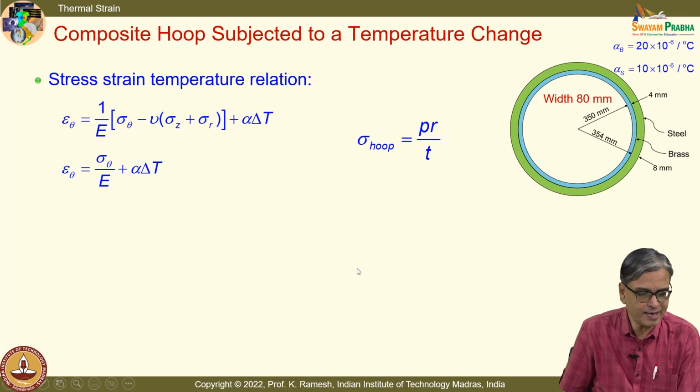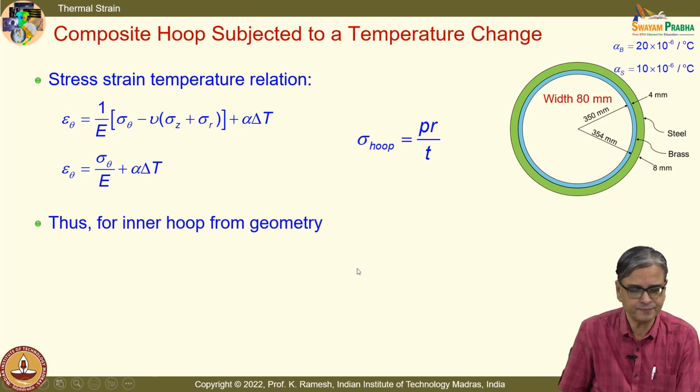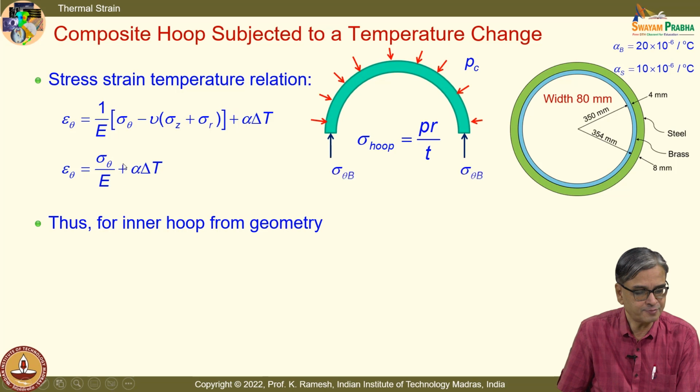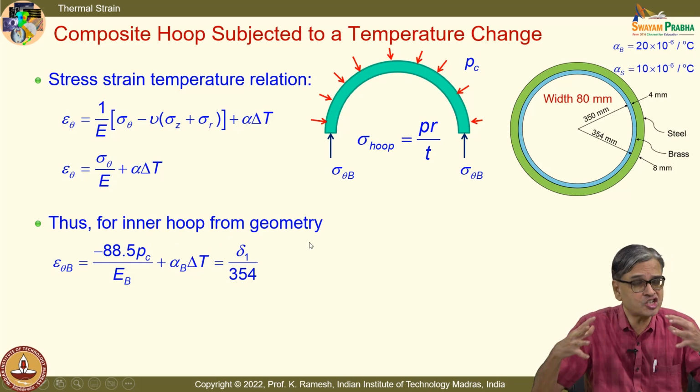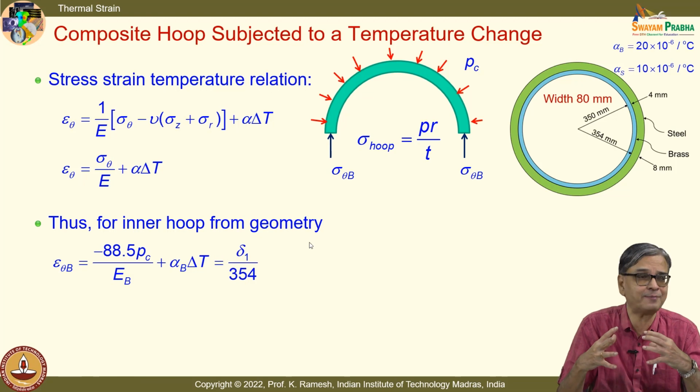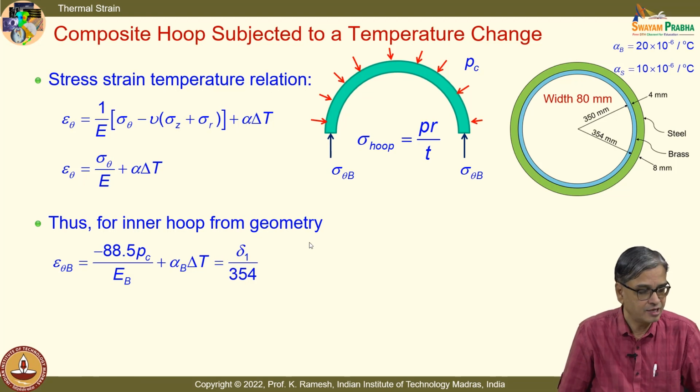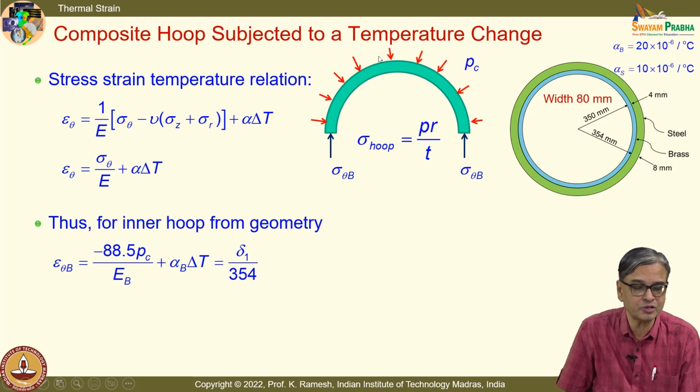And let us look at what happens to the inner hoop. I can substitute the value of sigma theta, and we have already understood that the inner hoop is constrained by the steel hoop. So it develops compressive stresses. So I put PR by T, and that pressure is the interfacial pressure. I call this PC, for the composite hoop.